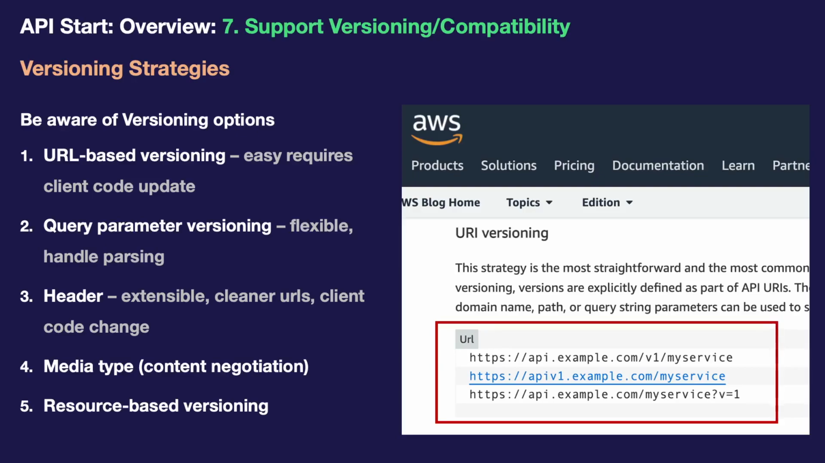It's often used internally, especially. That gives you cleaner URLs, but does also require client code changes at times. And there's also other types of versioning, such as media type and resource-based versioning. We'll go much more into these in other videos that are more technical.